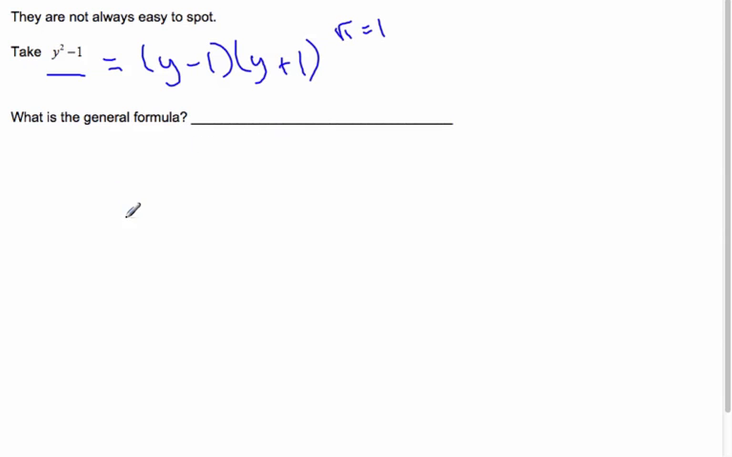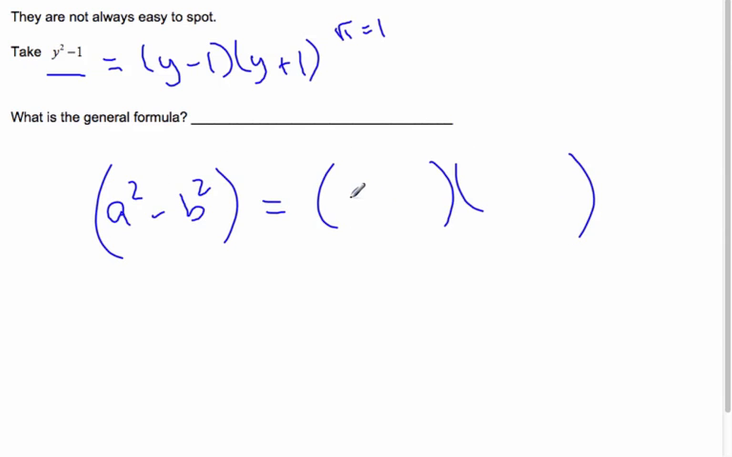Nice. Okay, so if we're going to make a general formula, a squared minus b squared is the same thing as saying we have a and a, b and b, and then one is positive and the other is negative. Because b times b is b squared. Right. All right.